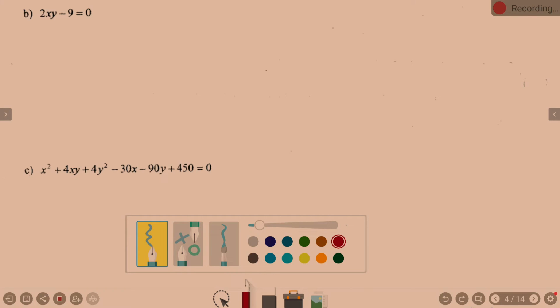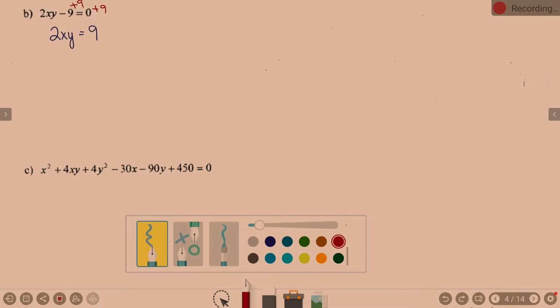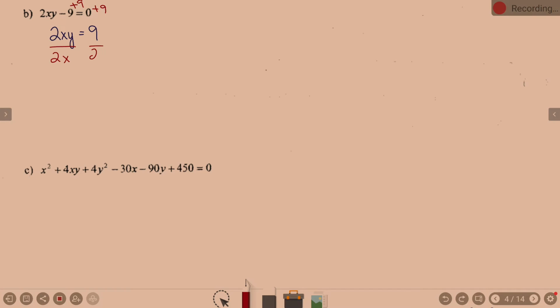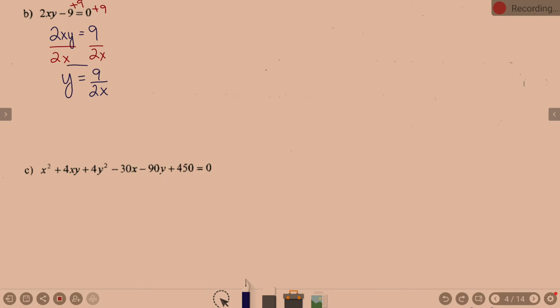Well, the first thing I'm going to probably do is add the 9 over. So now I have 2xy equals 9. How do I get y by itself? If it's 2 times x times y, we're going to divide by 2x. So if I divide by 2x, I now have y equals 9 divided by 2x. And that's your graph. Graph away. See what you get.